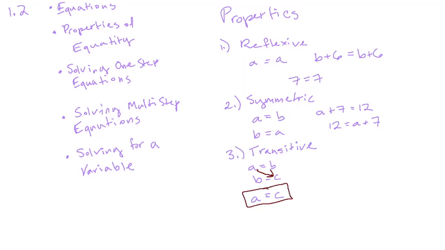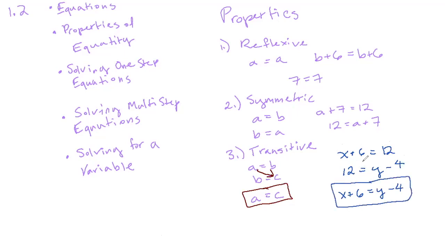Now, an example of this: x plus 6 equals 12. And then we said 12 equals y minus 4. Well, then we can say that x plus 6 equals y minus 4. That's the transitive property, because this 12 is connecting the two, right? And that's the transitive property.